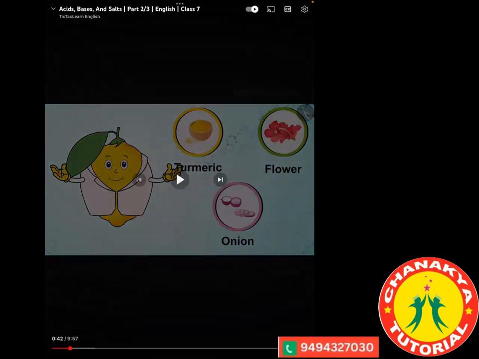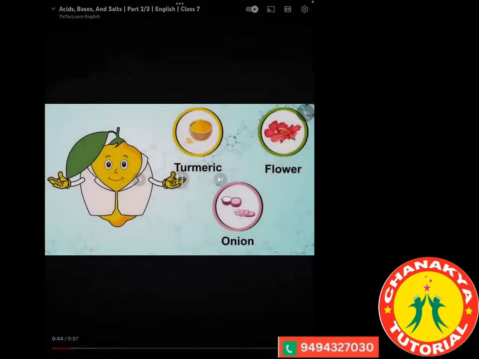So basically here they're talking about the indicators, right? So indicators are substances which are added to give some kind of property. Like turmeric is a kind of indicator which is added in the vegetables, and it also acts as an antiseptic. So there are different indicators for different purposes.